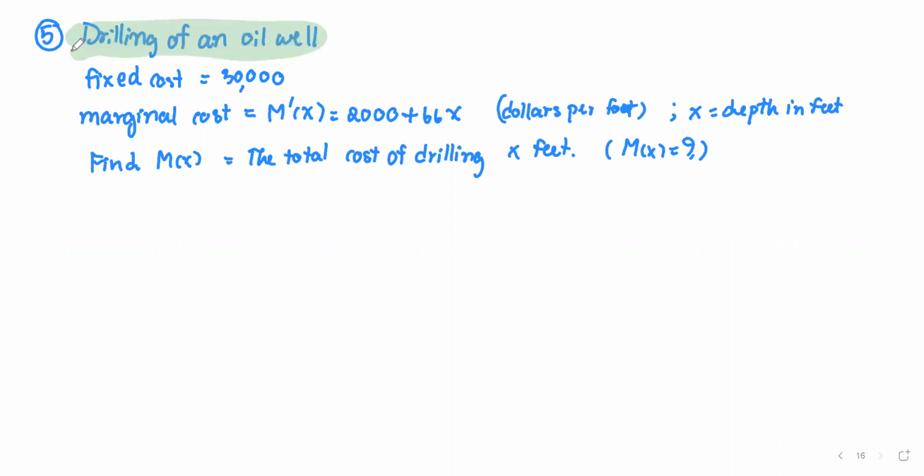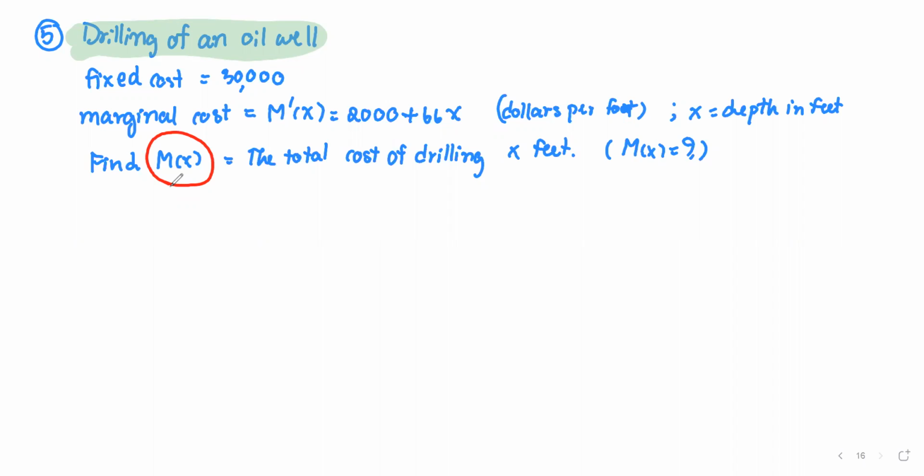From the information provided, we have the fixed cost of $30,000 and the marginal cost. Use the notation M'(x) = 2000 + 66x. The unit is in dollars per foot, where x is the depth in feet. We're going to find the expression for the total cost of drilling x feet, with notation M(x).